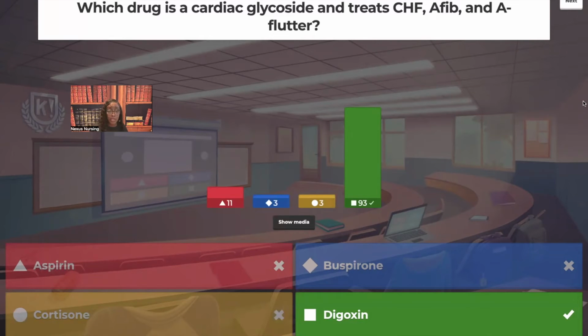NCLEX also asks about these other options. Aspirin, which is a salicylate, you need to know that. Buspirone, which is an anti-anxiety drug. And of course, cortisone, which is a corticosteroid. You need to know those drugs for NCLEX.